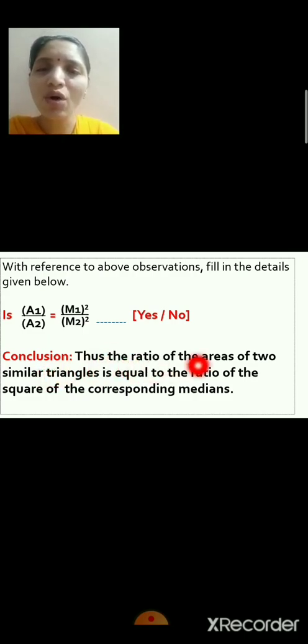Thus the ratio of the areas of two similar triangles is equal to the ratio of the squares of the corresponding medians. Okay. Now if you don't get the ratio equal, you will write it is not equal to. Okay, I hope you all are understanding this. So whatever practice sums are given in the beginning of this video, you have to write in the notebook. Then assignment questions you have to write on the assignment sheet, and this practical you also have to write on the assignment sheet.